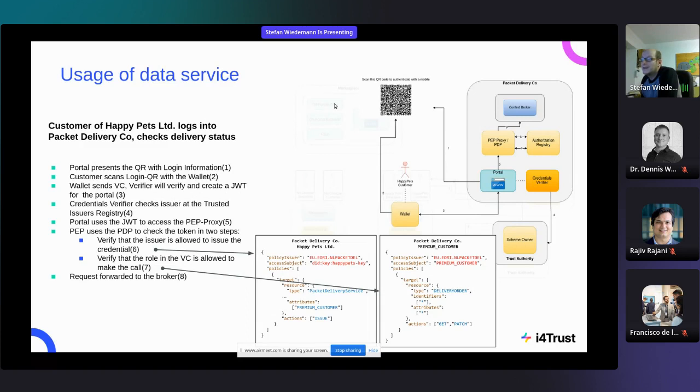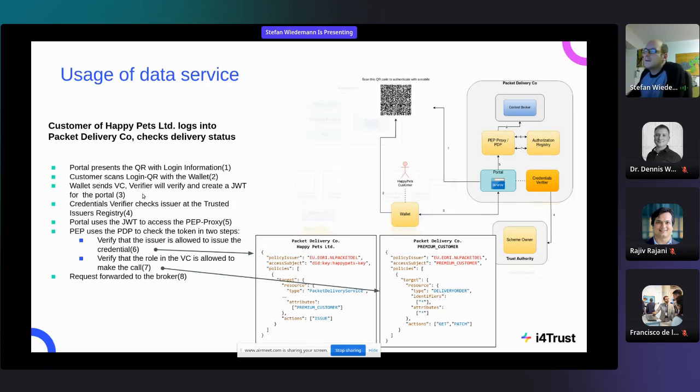The customer itself can then store this verifiable credential in its wallet and use it for authorization later, which he has to do when he uses the data service here. For using it, the customer of Happy Pets will go to the packet delivery portal, and the portal will, for login, present this QR code that I scanned, which shows the information about how the OID4VP flow, or OpenID Connect for verifiable presentations flow, will be initiated. Then the customer can scan this login QR code with his wallet.